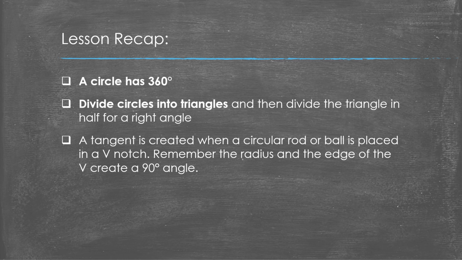All right, quick lesson recap. Remember, a circle has 360 degrees. That will help you with those circle questions. You're going to divide circles into triangles and then divide the triangle in half for a right angle. Remember that a tangent is created when a circular rod or ball is placed into a V-notch, and the radius and the edge of the V will always create a 90-degree angle. So you have a couple of new concepts, a little bit tricky, but just keep breaking it down. Try to keep it simple.